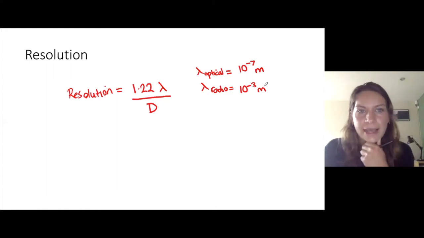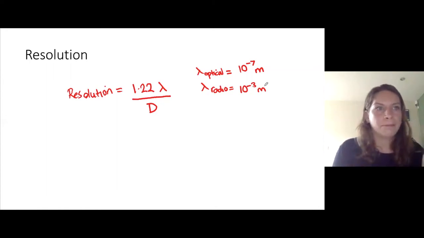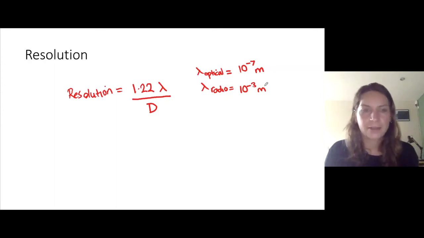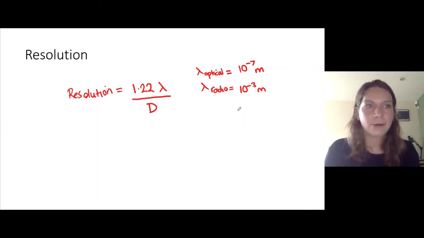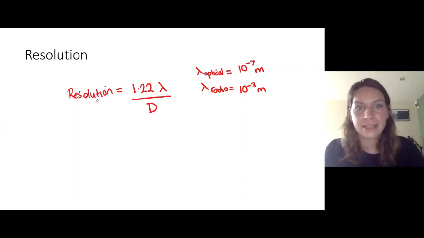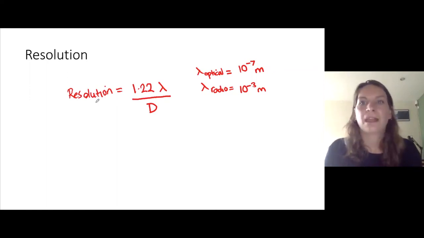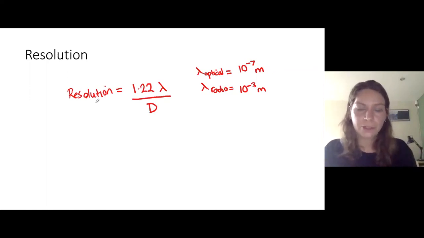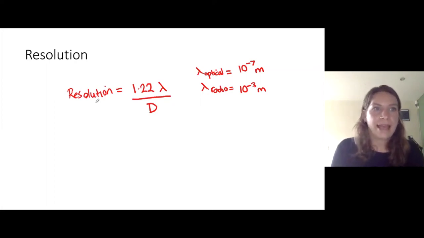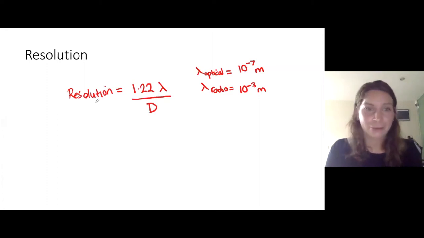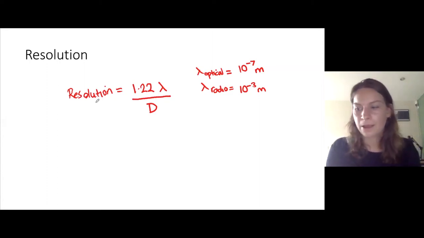So we can see already here that if you want to look at the same object with a radio telescope as you do with an optical telescope, you're going to have a diameter that's about 10,000 times bigger in order to see the same thing. So in order for the resolution of your telescope to be the same, to see an object in both optical and radio, you need to build a telescope with a diameter that's about 10,000 times bigger.